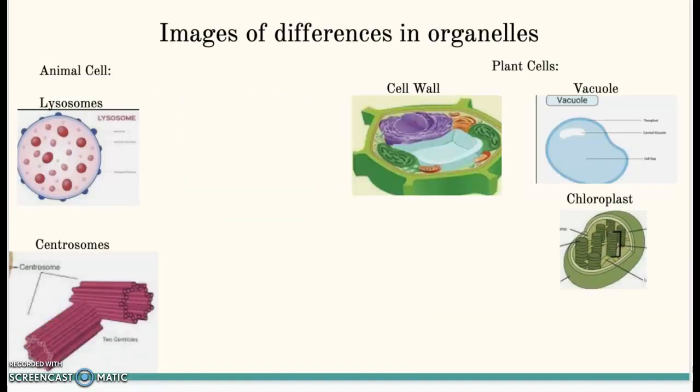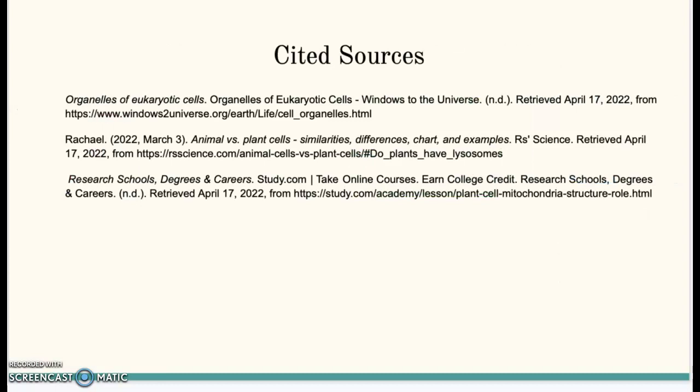And the images of different organelles are, for an animal cell, we have lysosomes and centrosomes, like we explored earlier. And plant cells, we have cell wall, vacuole, and chloroplast. And then the last slide is just our cited sources.